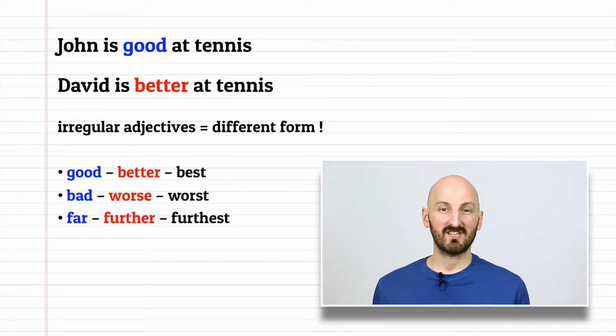Now, there are some irregular but important adjectives that change in a different way. So let's have a look. John is good at tennis, David is better at tennis. The form is the same for irregular adjectives, but the change is different. The other irregular adjectives are good, better, best, bad, worse, worst, far, further, furthest.